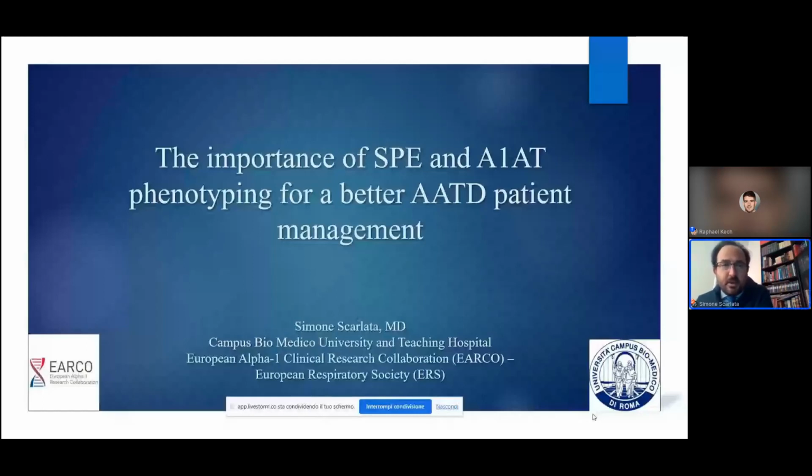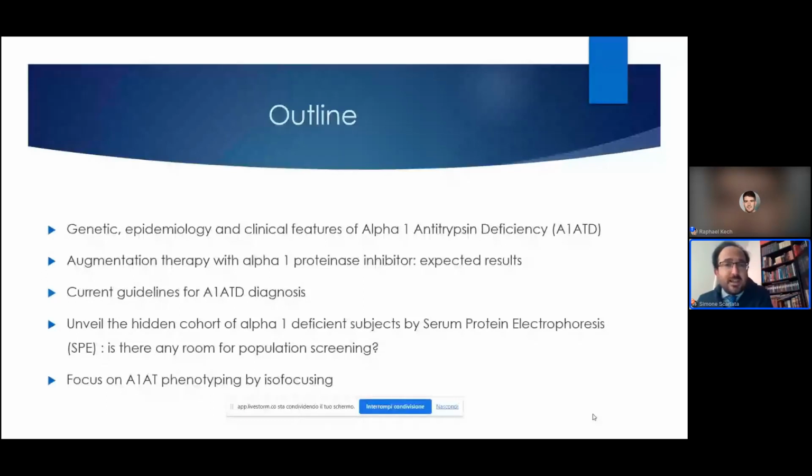I'm very happy to highlight today the importance of two diagnostic tools in the management of an early diagnosis of patients with alpha-1 antitrypsin deficiency. These two very important tools are the SPE and the immunophenotyping that, in my opinion, and I will try to make you convinced of that, represent two important instruments deserving implementation. Let me first outline the presentation I will give today.